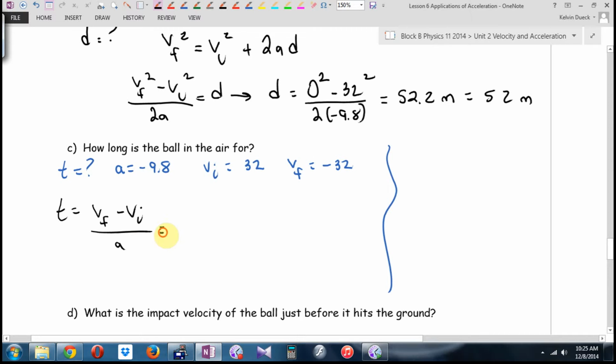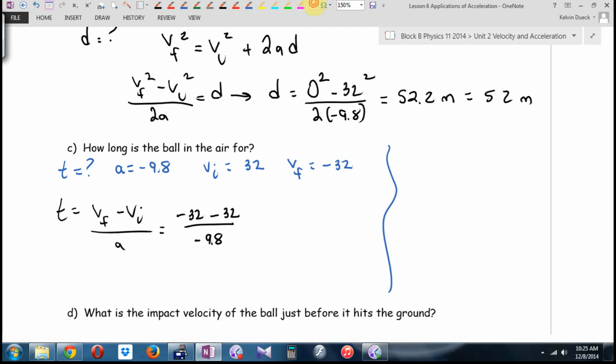What's VF? Good. Caught the negative. Why negative? Because which way is it traveling when it hits the ground? Down. Minus. What's VI? What's A? What are we finding? Time, scalar or vector? Who remembers? Time is a scalar, so I'm expecting time to be positive.